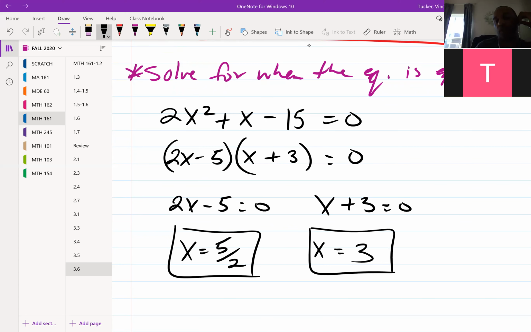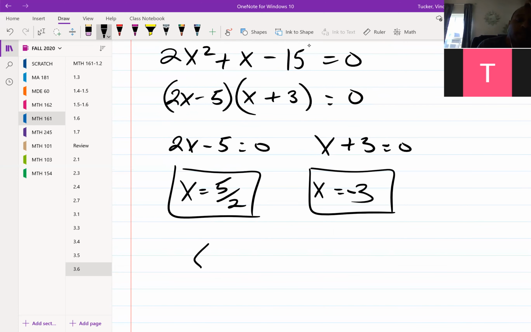This is when our equation is equal to 0 at these 2 points. And that should be a -3, right? Yep. Now, if I were to put these two numbers on the number line, we can see the intervals that are created: from negative infinity to -3, -3 to 5/2, and 5/2 to positive infinity. Those are the 3 intervals that are created.